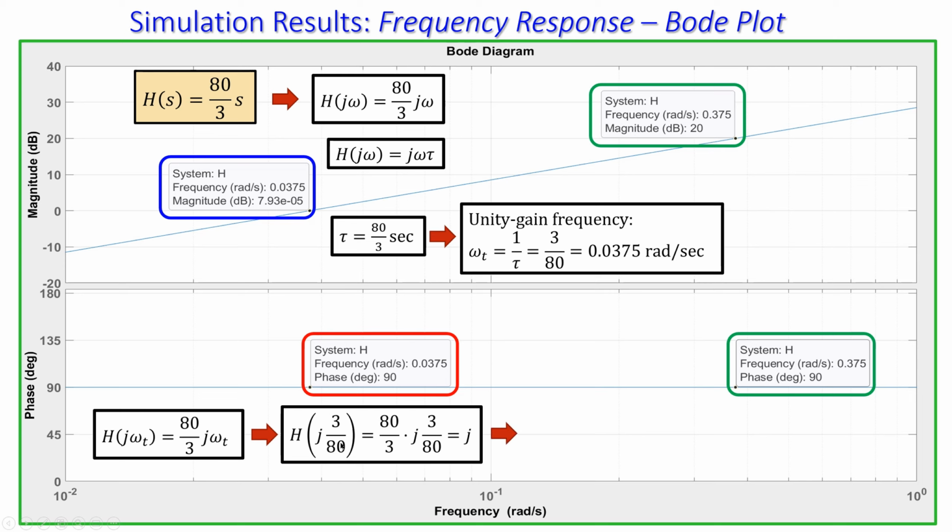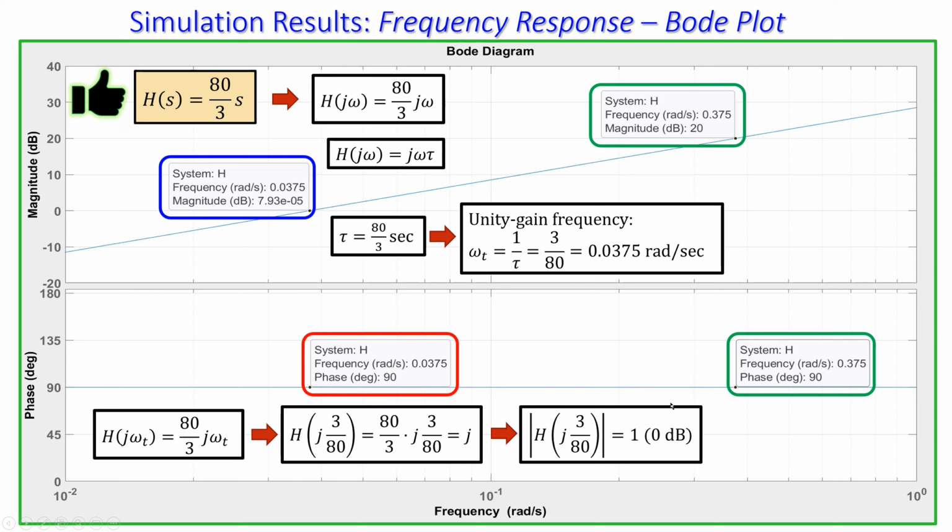So if I want to calculate the magnitude of that one, it is just 1 or 0 dB, and we already have that in our label here. So at this frequency, which is 3/80, I have a gain of exactly 0 dB, and this is calculated and proven here. And that is again a confirmation that the transfer function of this system is correct. That is what we have seen in the simulation results. We will also do that in the simulation in Matlab in real time, so let's jump to Matlab.